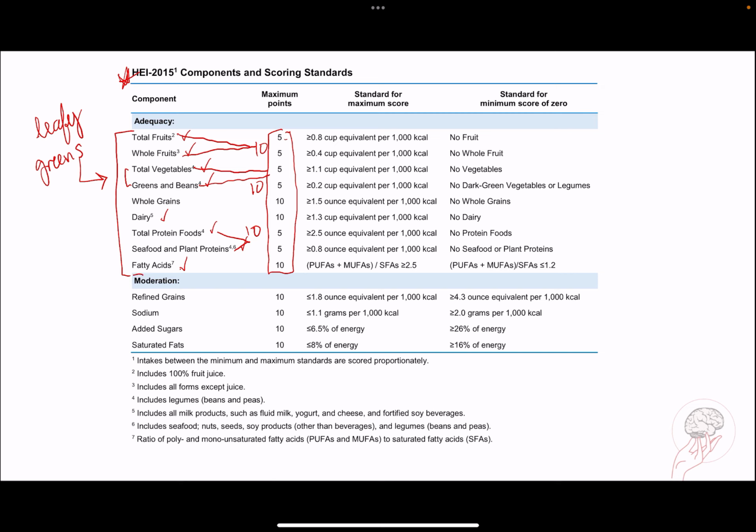Then we have our moderation components: refined grains, sodium, added sugars, and saturated fats. And so again, lower intakes equal better score. So you'd have a perfect 10 if you ate less than 1.8 ounces per 1,000 calories. That's how you would get the maximum score. You would get the lowest score of 0 if you ate more than 4.3 ounces of refined grains.